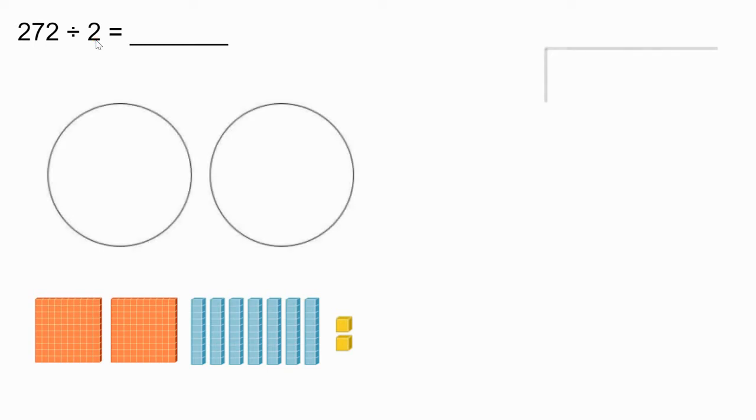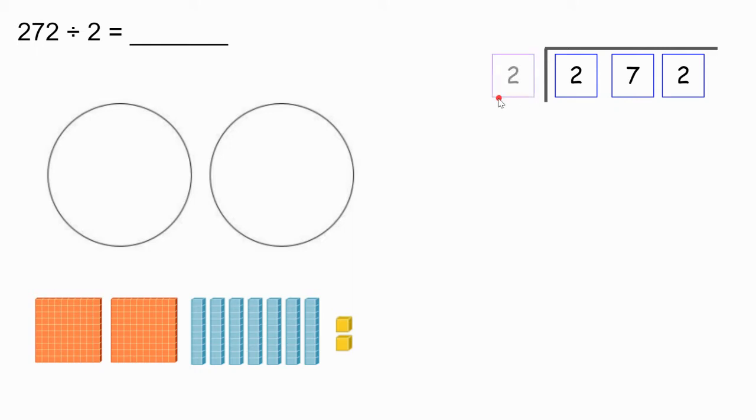Now let's represent the problem using the standard algorithm. On the inside is going to go our dividend. So that's our starting number. We're going to put 272. This is the total that we're starting with. Our divisor is going to go on the outside. So we're going to put 2 on the outside since there are 2 groups.